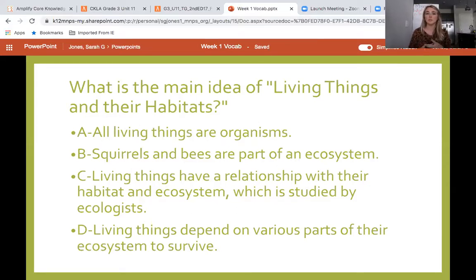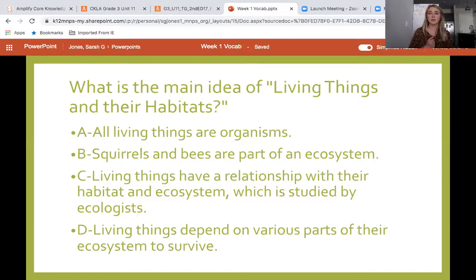B, squirrels and bees are part of an ecosystem. That is true, correct, but it talked about so many other things. It talked about the pollination. It talked about the acorns and how sometimes the squirrels leave the acorns, which regrow trees. It's a process. So neither A or B. Let's look at C. Living things have a relationship with their habitat and ecosystem, which is studied by ecologists. Okay, a lot of what we talked about, many of our keywords, living things, habitat, ecosystem, ecologist, but we never just choose. We look at all 4.